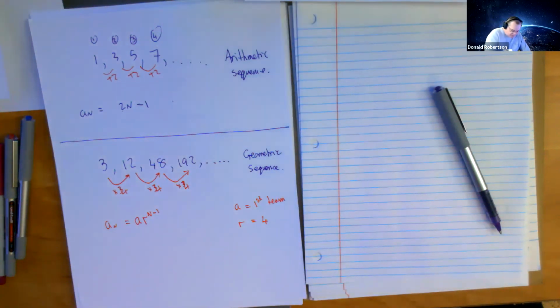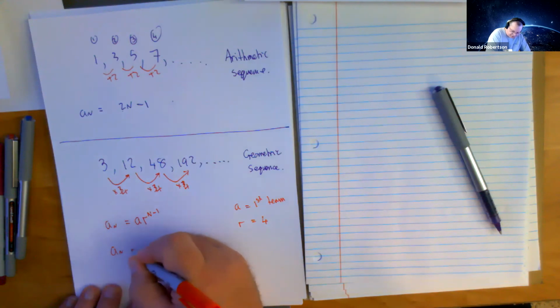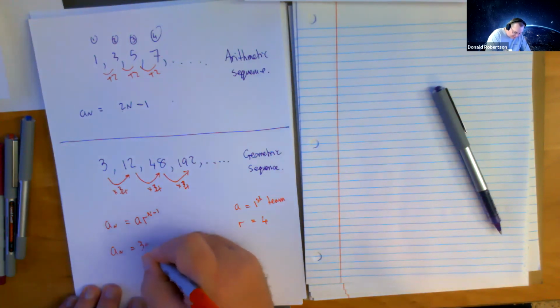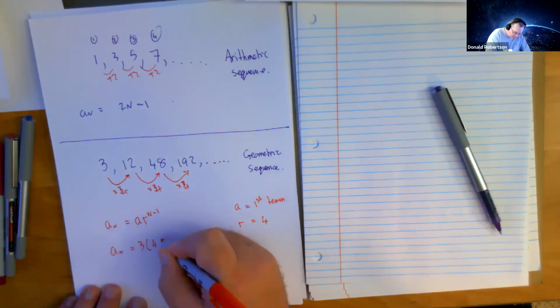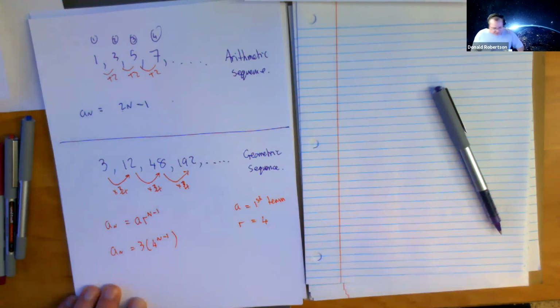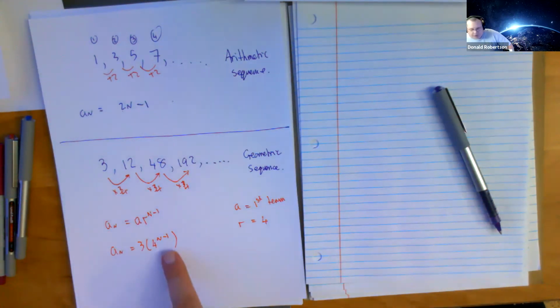Now that in this question becomes 3 brackets 4 to the power of n minus 1. And I find it helpful to put the r to the n minus 1 term inside brackets so things don't look like 34 to the power of n minus 1, for instance.